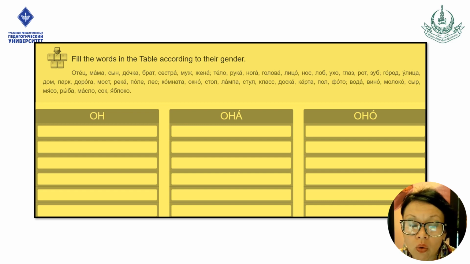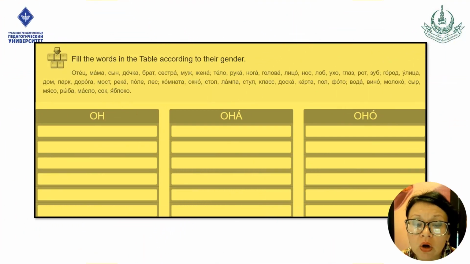Тело, o ending corresponds to оно, neutral gender, оно, тело. Рука, a ending corresponds to она, feminine gender, рука. Нога, a ending corresponds to feminine gender, она, нога, feminine. Голова, a ending corresponds to feminine gender, right? So probably it's not very hard already for you.